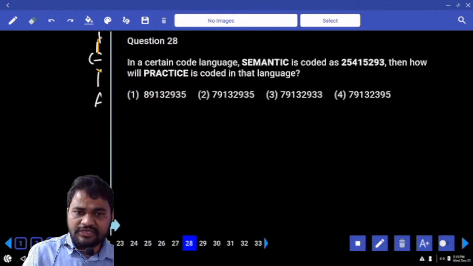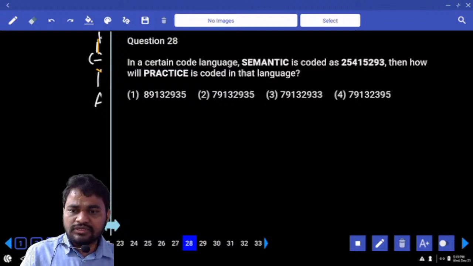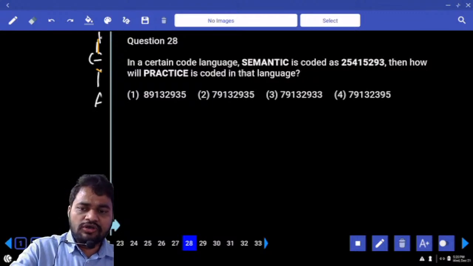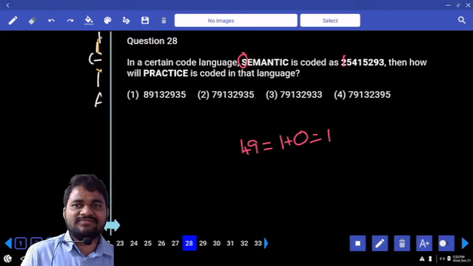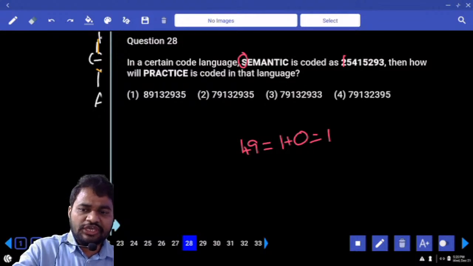Next, 28. Semantic is coded as 25415293. How will practice be coded in that language? So, S is numerical value 19. 1 plus 9, 10. 1 plus 0, 1. Actually, it must be 1. Next, E is 5.